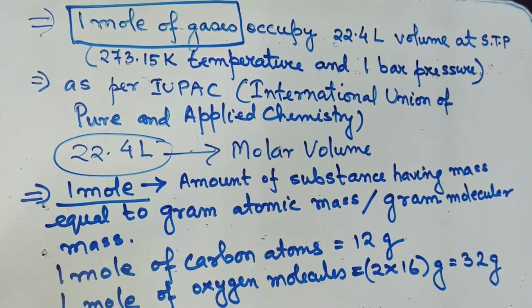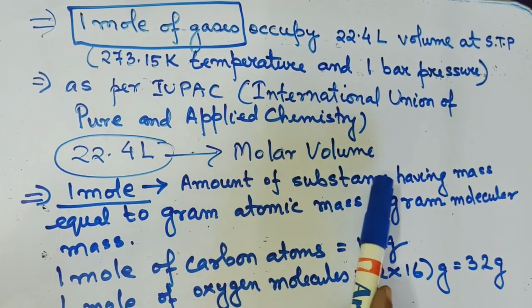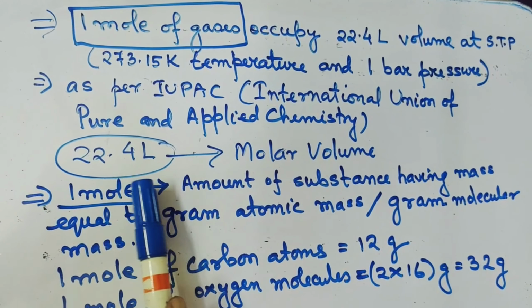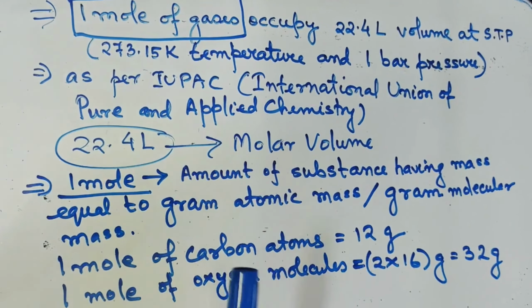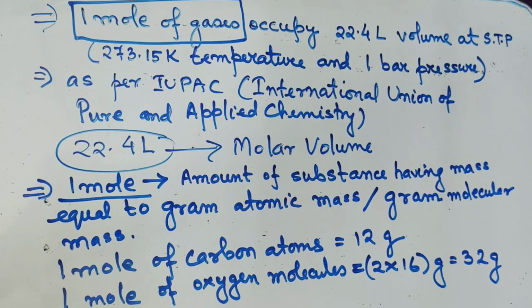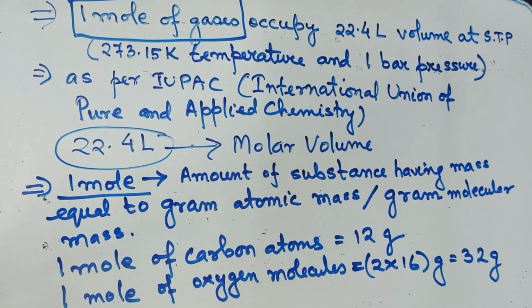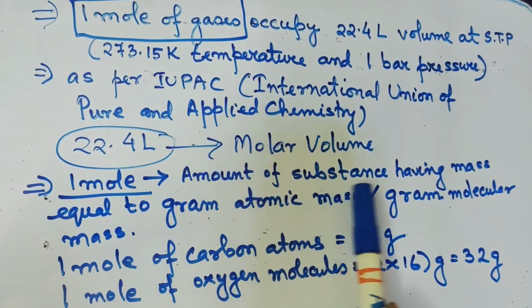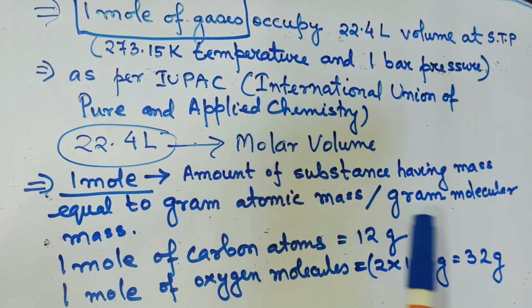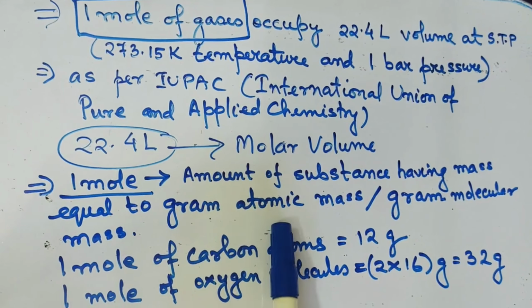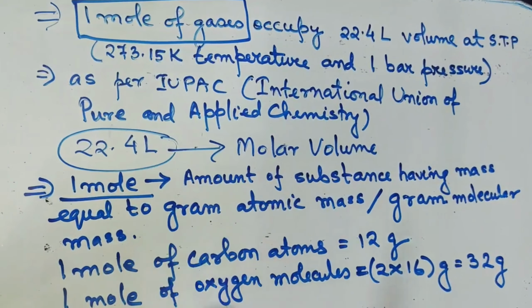Now, this volume that corresponds to 1 mole of a gas is known as molar volume and its value at STP is 22.4 liter. Now, 1 mole of any substance is related to the mass of its atom or the mass of its molecule. So, it is the amount of substance having mass equal to gram atomic mass और ग्राम मॉलिक्यूलर मास. एटम की बात करें तो ग्राम एटॉमिक मास, मॉलिक्यूल की बात करें तो ग्राम मॉलिक्यूलर मास.